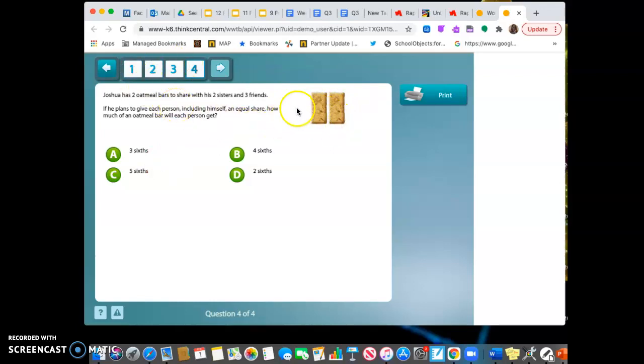Okay, so how many oatmeal bars? This is the little trick that Mrs. Lindsay and Mrs. Boss were telling you: your numerator is going to be how many of the things there are. And there's 2 oatmeal bars, right? So your numerator will be 2, but you have to understand why. And the denominator will be 6. So 2/6 is the answer. So it is D. Let's see if we were right.